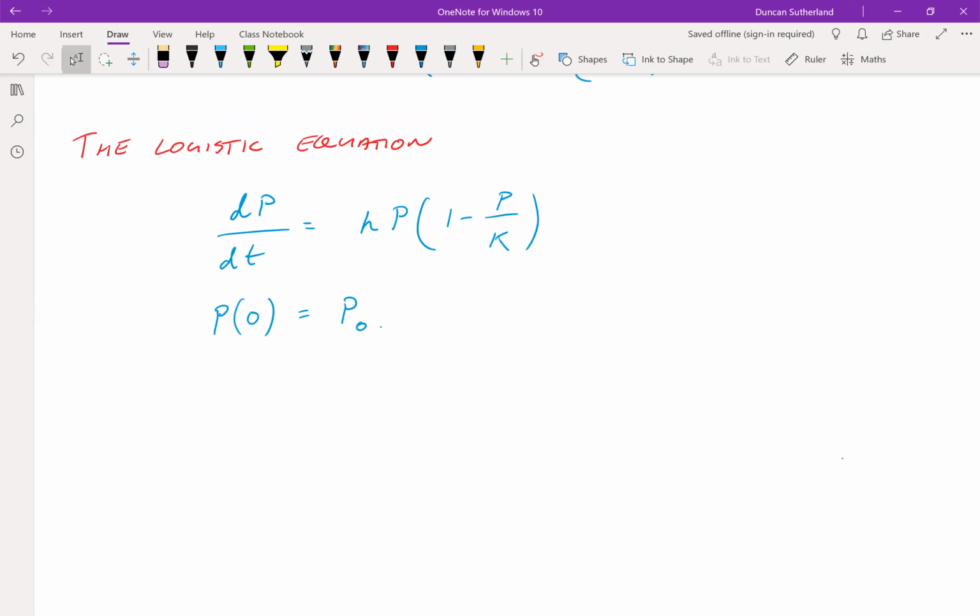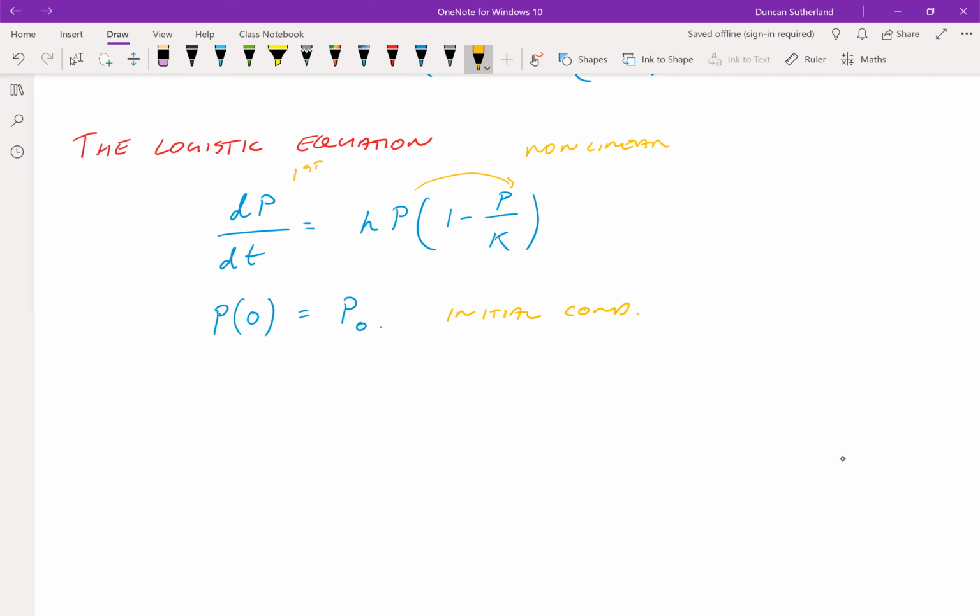It's a first order, nonlinear equation, nonlinear because we have a p squared. But we've only got p terms on the right-hand side. We don't have a t term, so this is actually easily separable. So we can solve it. We're given an initial condition as well, that is, we've got some starting population.